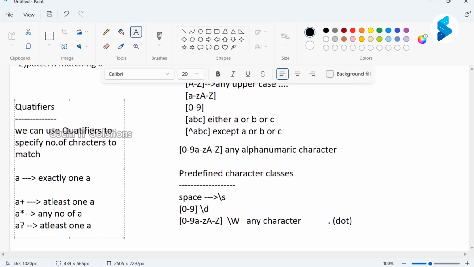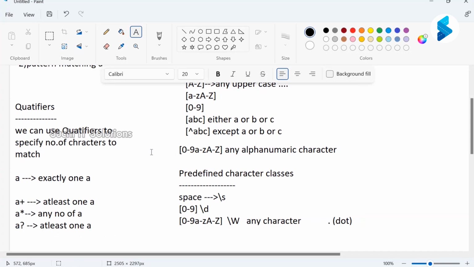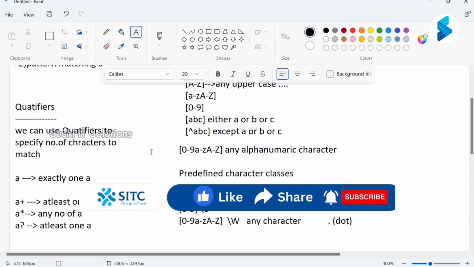Is it clear, guys? So this is the way we can specify quantifiers. We can use quantifiers like this. Now, one thing.